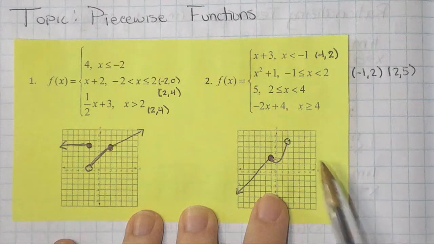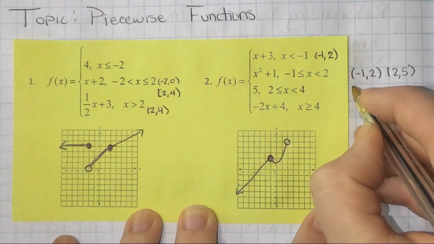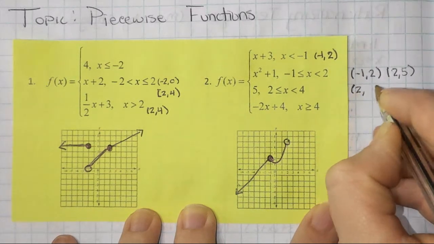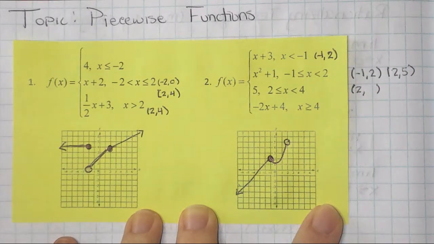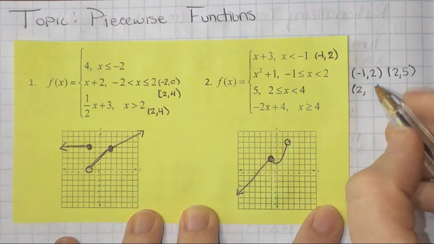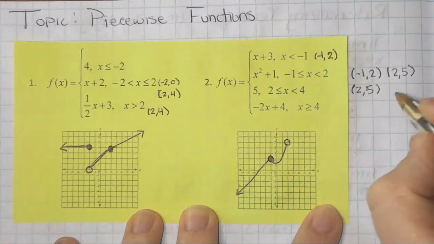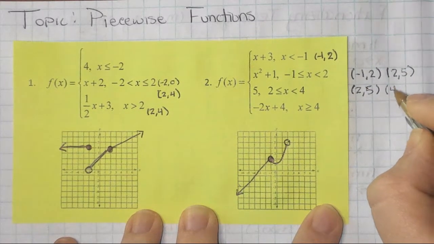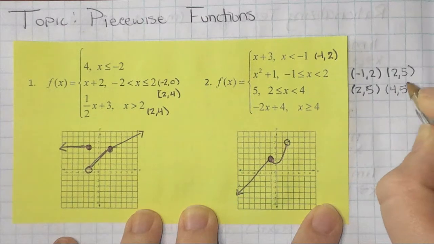Now between 2 and 4, again, there are still 2 ordered pairs. As I plug in 2, what do I get? Well, there's nothing really to plug into, but I am going to get the number 5 because it's horizontal. What happens when I plug in 4? You're also going to get 5.